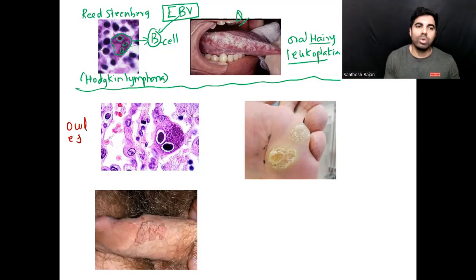It looks like an owl eye inclusion body. Owl eye inclusion bodies. So I asked who has an owl at home? Who has an owl? The Chief Minister has one. CMV. Cytomegalovirus. CMV as cytomegalovirus.